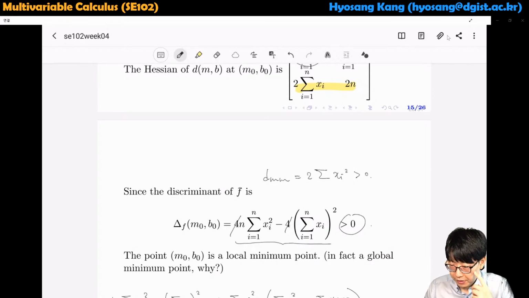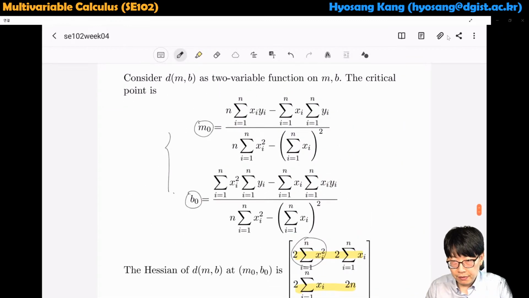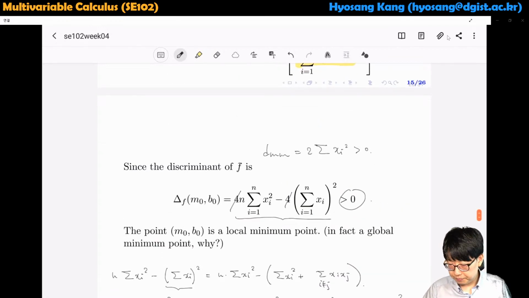Why? Because this d of m, b is defined on the entire plane of m and b. Okay, and we found that there is only one critical point. So there is only one possibility at one point that this could be a local minimum or global minimum. If it's a global minimum, obviously it's a local minimum. So we have only one candidate to be a global minimum, which is this point. So there are no other local minima. Okay.